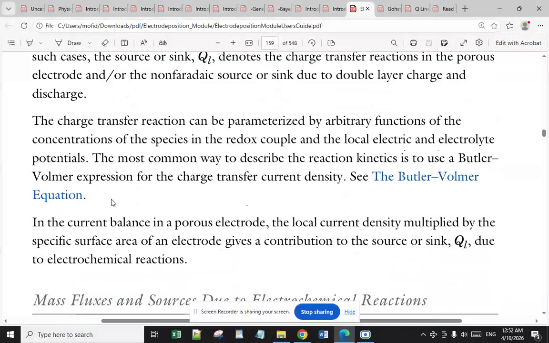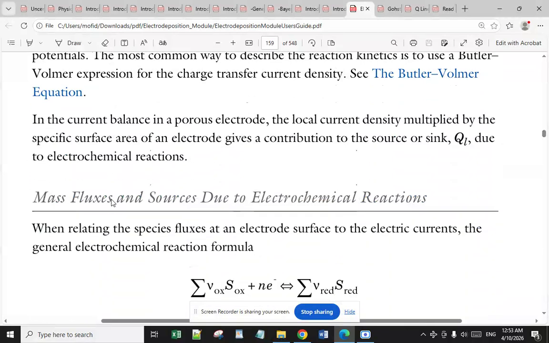The charge transfer reaction can be parameterized by arbitrary functions of the concentrations of the species in the redox couple and the local electric and electrolytic potentials. The most common way to describe the reaction kinetics is to use a Butler-Volmer expression for the charge transfer current density. See the Butler-Volmer equation. In the current balance in a porous electrode, the local current density multiplied by the specific surface area of an electrode gives a contribution of the source Q_l due to electrochemical reactions.